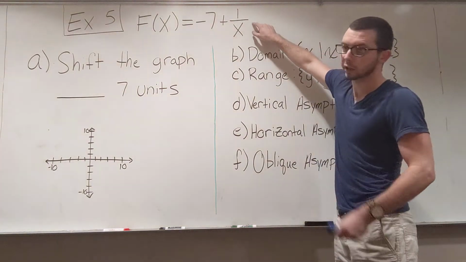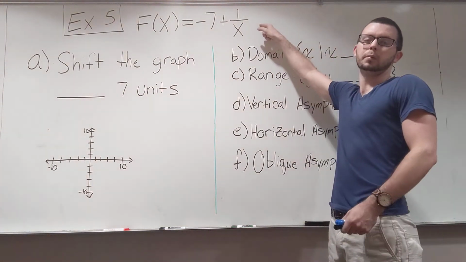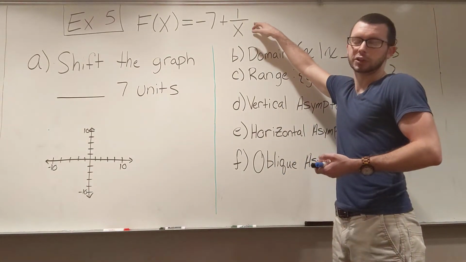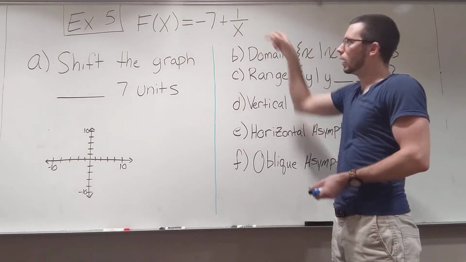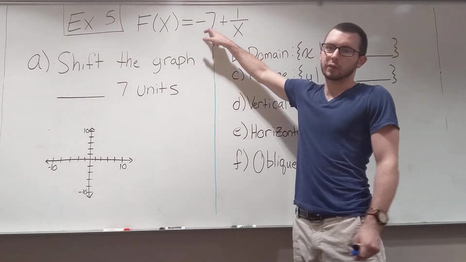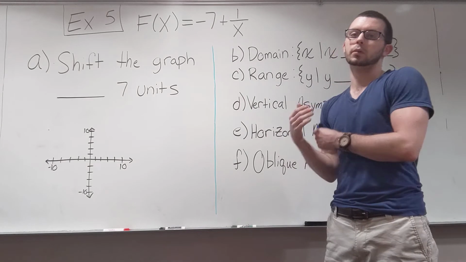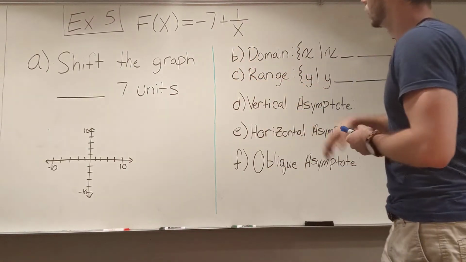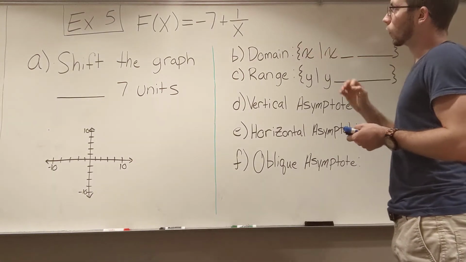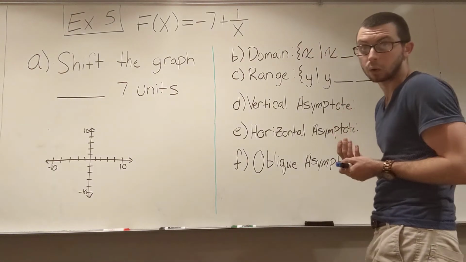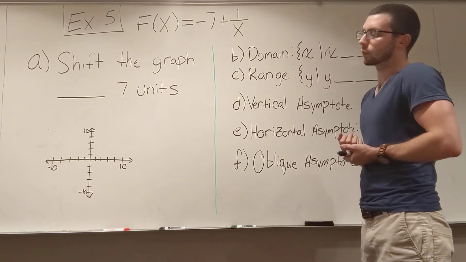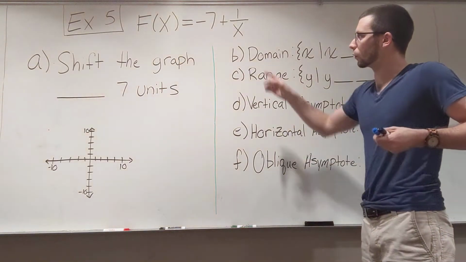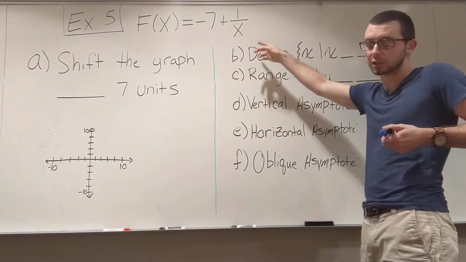So 1 over x is the parent function. If you look back at our library of functions, 1 over x is one of the functions. It's called the reciprocal function. And what -7 means here for shifting purposes is that it is going to shift the function down 7 units, because that's what happens when you add or subtract a number to the whole function. So here we're subtracting 7 from the whole function.